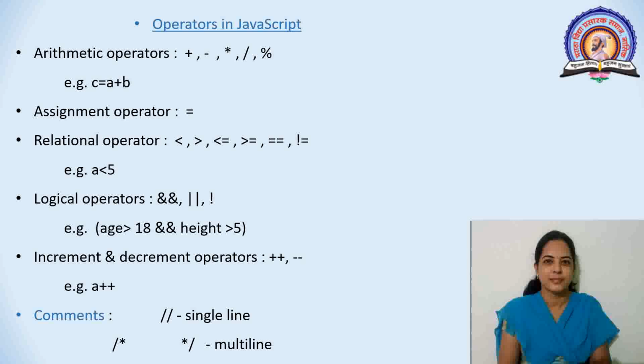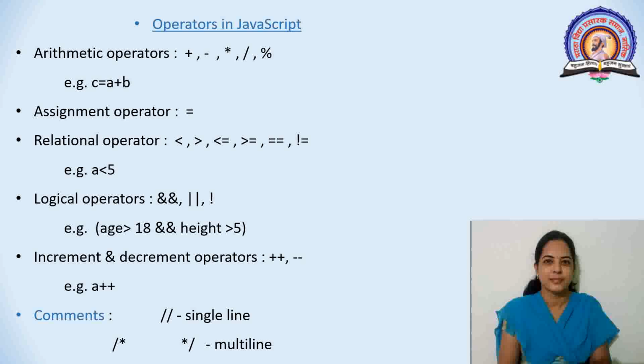You can see here the example. With and we are using two relational operators, that is age greater than 18 and height greater than 5. So this statement is true when both the conditions are true.